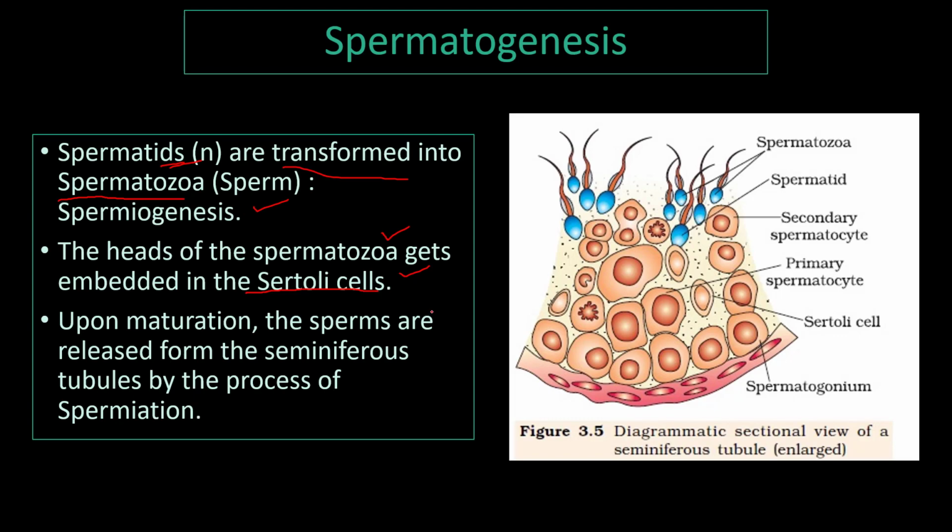Now upon maturation, the sperms are released from the seminiferous tubule by a process called spermiation. By the process of spermiation, the sperms are finally released after maturation from the seminiferous tubules, and they are going to be transported via the accessory ducts to the outside of the male body.